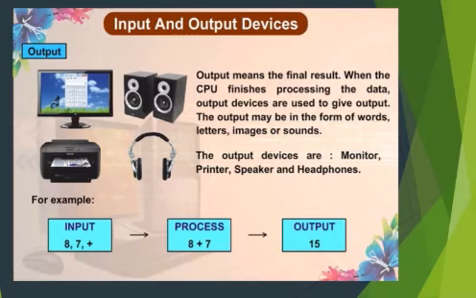Now next is output. Output means the final result when the CPU finishes processing the data. The output devices are used to give output. The output may be in the form of words, letters, image or sound. The output devices are monitor, printer, speaker and headphone. For example, input 8, 7, plus. Process: 8 plus 7 is equal to, output is 15.